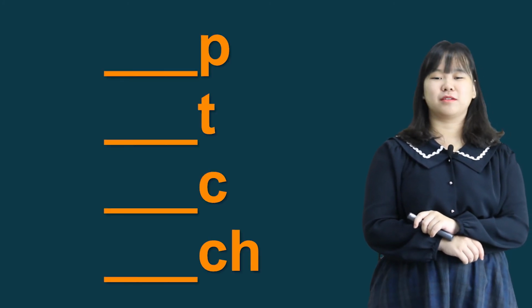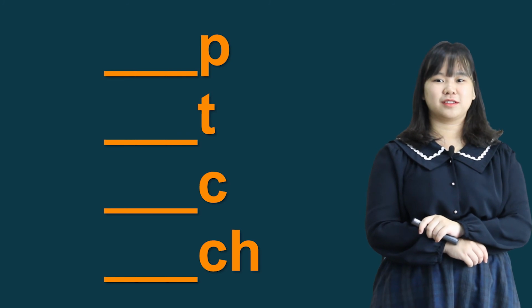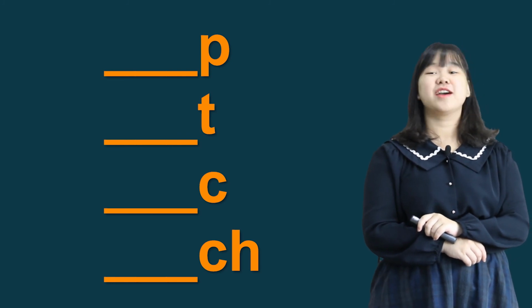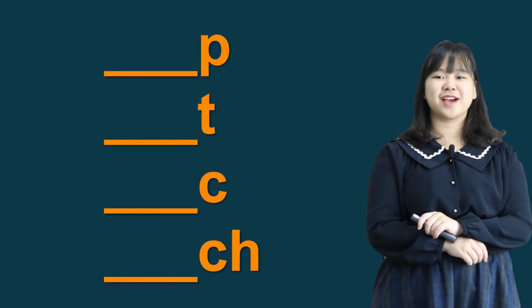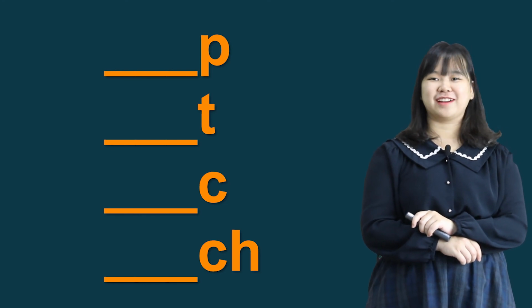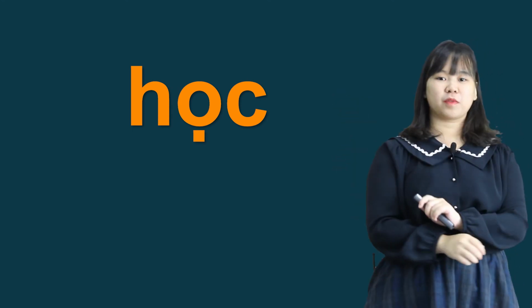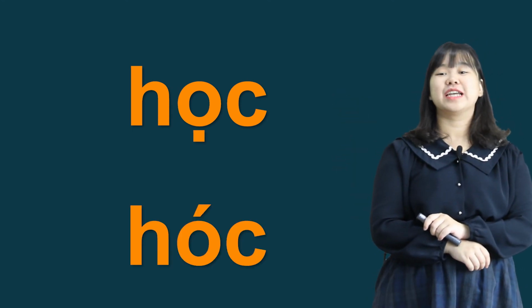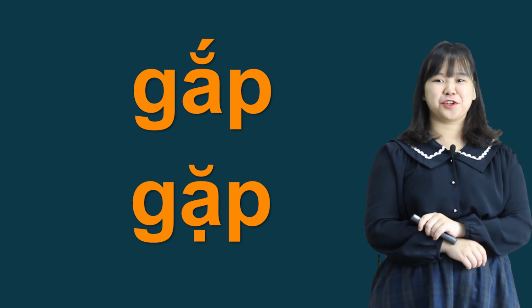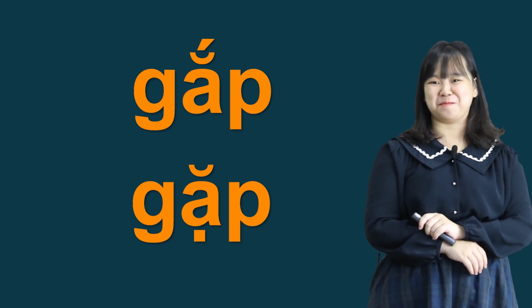Okay, and there's one important thing that I want you to pay attention to: with the words ending with p, t, c, and ch, we can only use sắc and nặng. For example, we only have học, học, or gặp, gặp. We don't have any other case in Vietnamese.